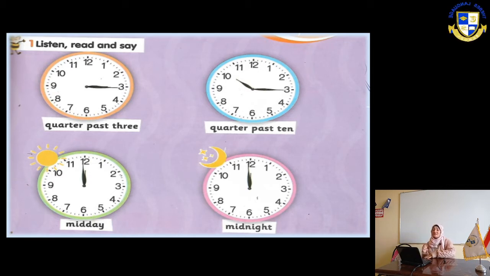Primary 1, repeat it after me. Quarter past. Quarter past. Okay, and we say quarter past first at the beginning, and then we say the number of the short arm.